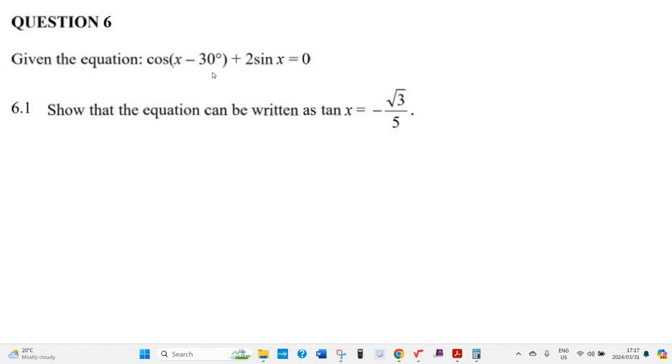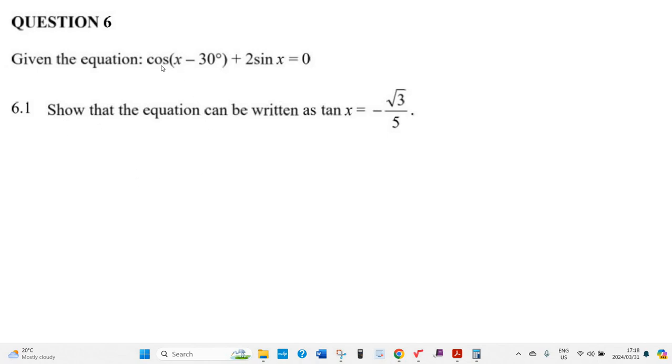What we're going to figure out right now is, we're going to show that this equation could be written as tan x equals minus root 3 over 5. Now, if we got it to this and were asked what values make it this, we'd go shift tan of this number and we'd get one of the angles. But that's how trig equations work. But let's try and do this thing.